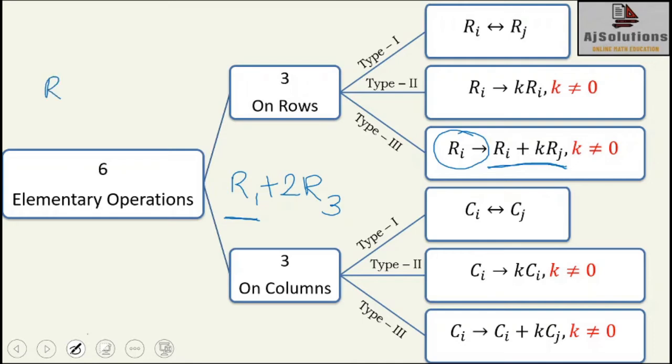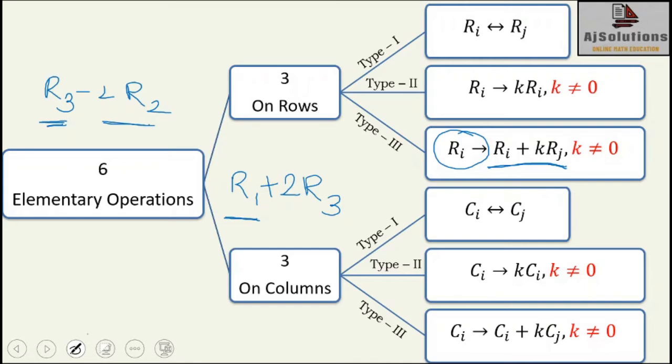So if I am writing R3 minus 2R2, it means third row will be replaced by subtracting from that third row 2 times of second row. Whatever is the row to be replaced, that will be written first, and after that the other row. Now let's see examples to understand these operations more clearly.